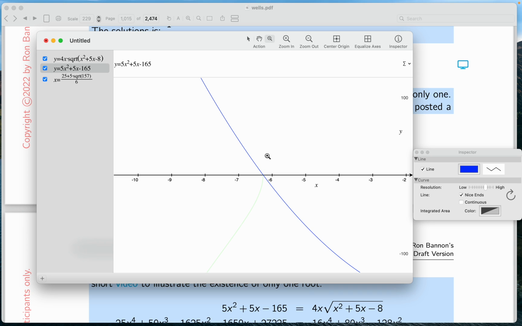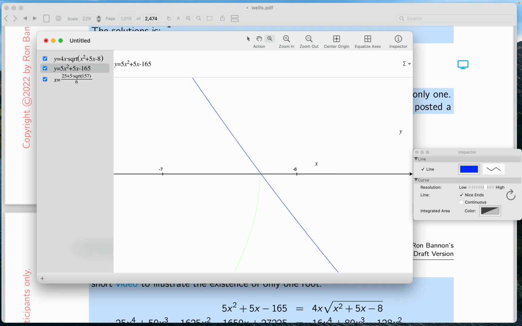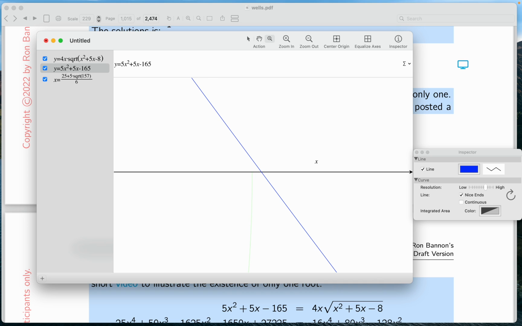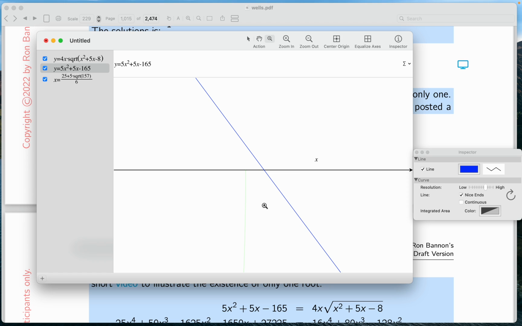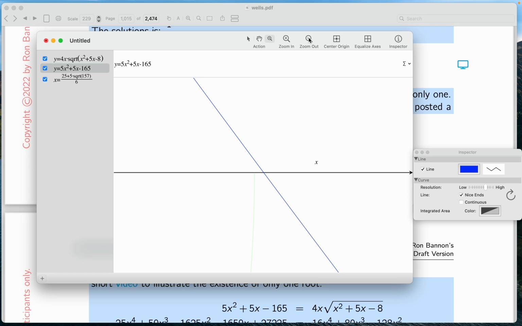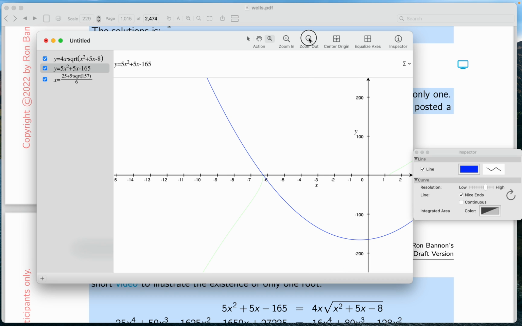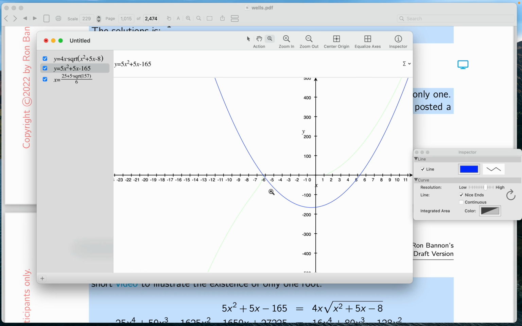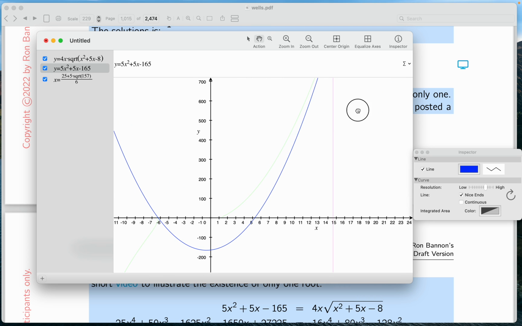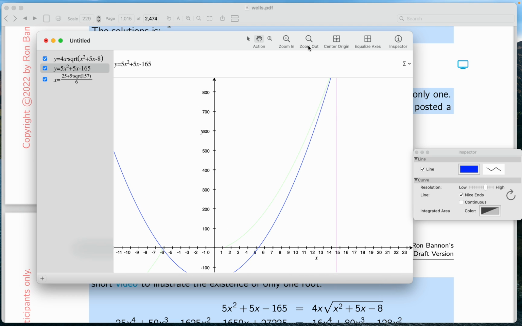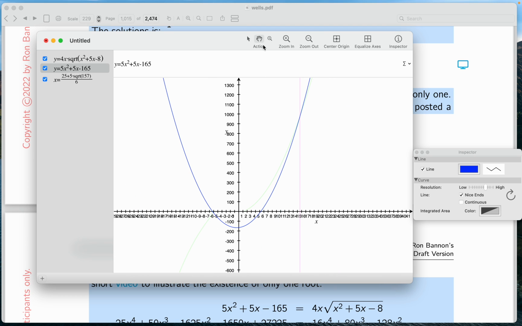Let me go over that again. When you zoom into this region over here, the closer you get, the more you realize they're separated by a space. They're not touching one another. So they didn't touch there. Let me zoom out again. This thing's going down, so there's no intersection in this area over here. But when I move to the right side, the green curve and the blue curve appear to be intersecting somewhere. So I'm going to zoom out of that, and zoom back into that region.